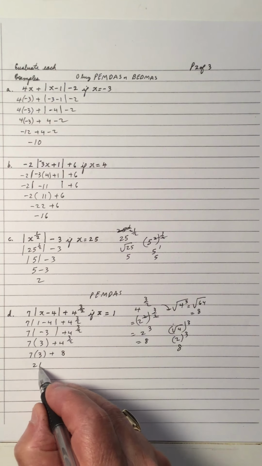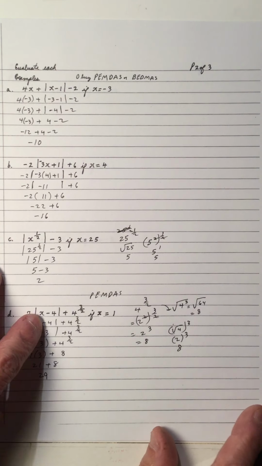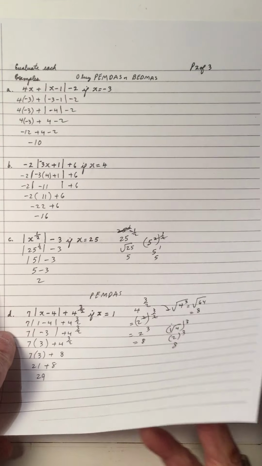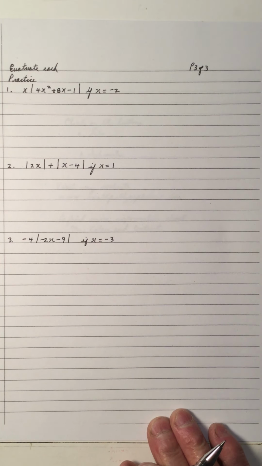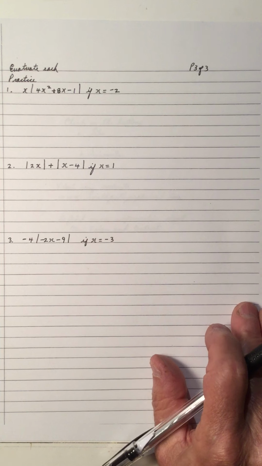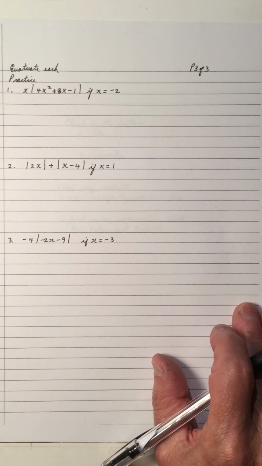Now you multiply to get 21, and then add later, you get 29. So that's some examples of evaluating with absolute value. And a couple more to practice. Again, pause your video and see if you can work these. I'm always making them different.